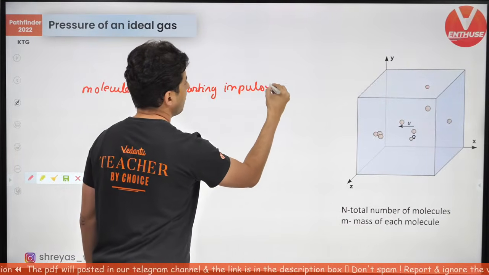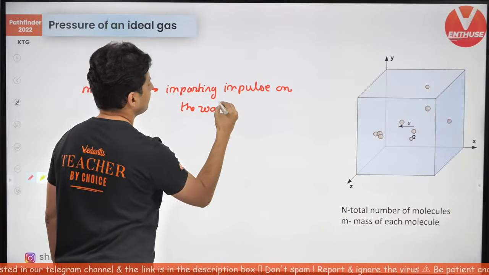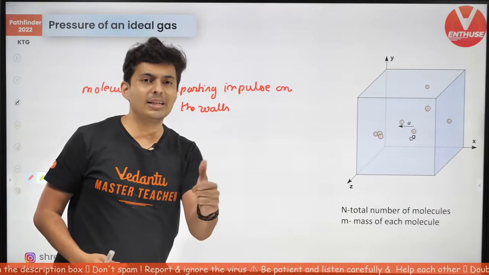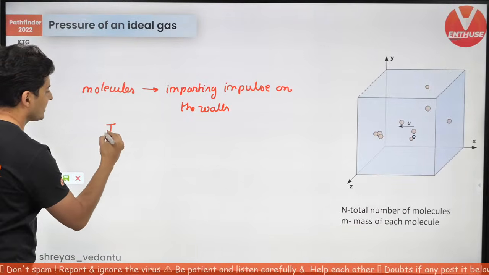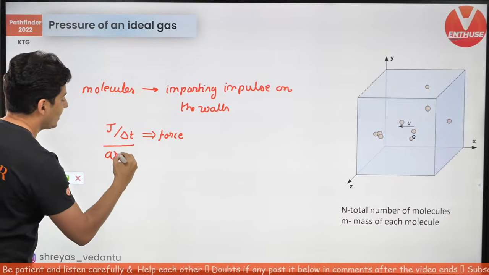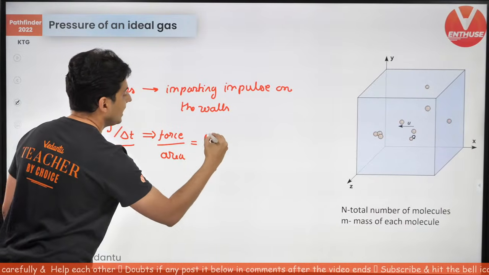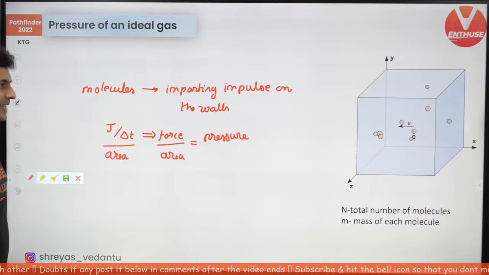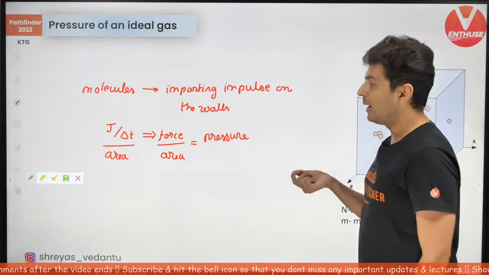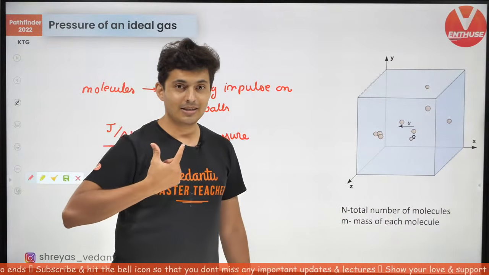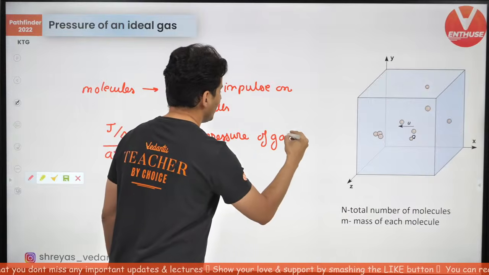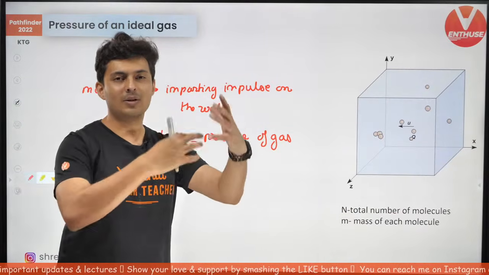impulse on the walls, that impulses which are acting, if I average it out per unit time, per unit area, think about it, impulse per unit time will give me force. And if I divide that with area, so force divided by area, that's going to give me pressure. So basically, if you calculate the amount of impulse per unit time for all the molecules per unit area, that is going to give the pressure of the gas, which is being exerted on the walls of the container.